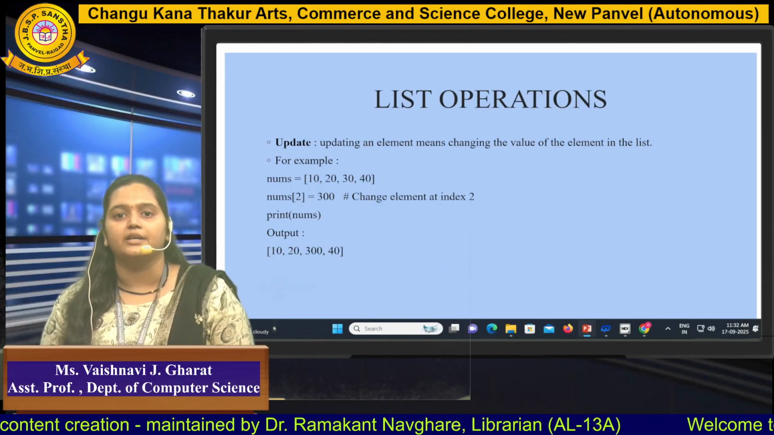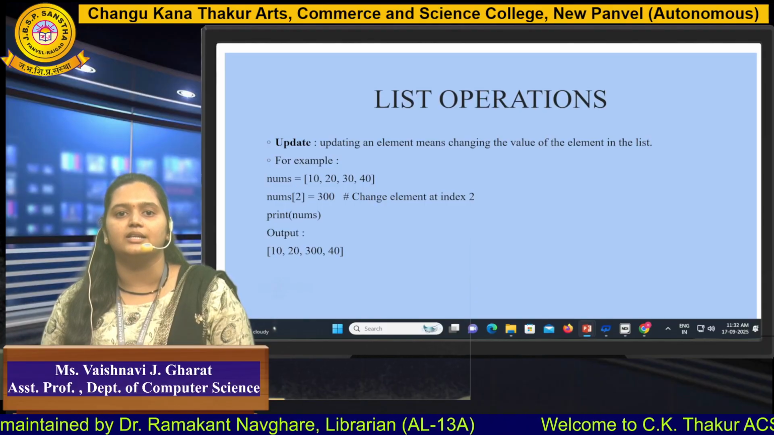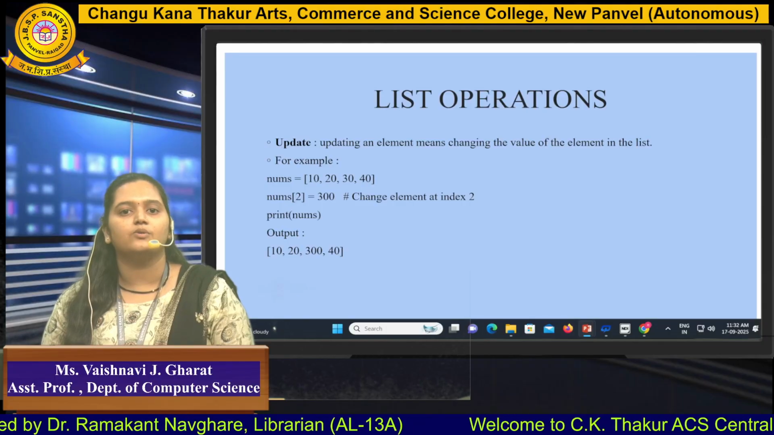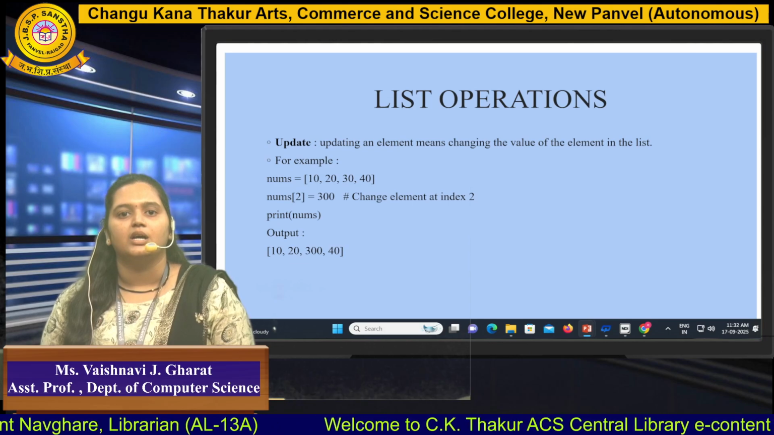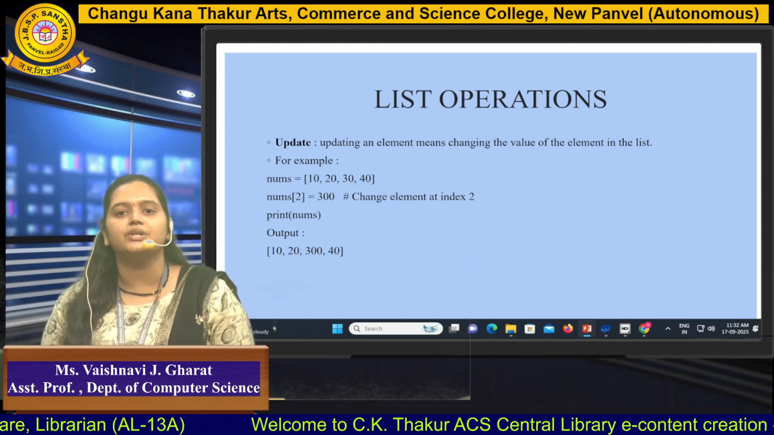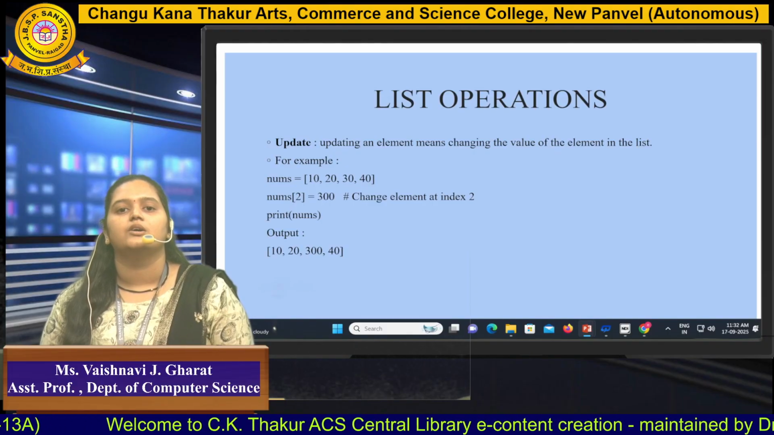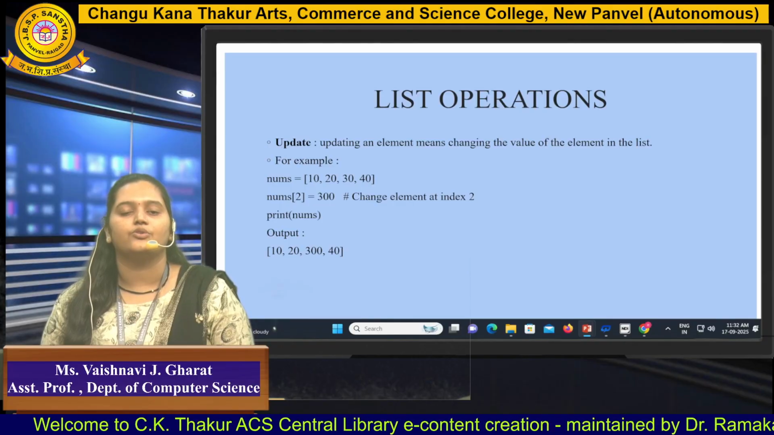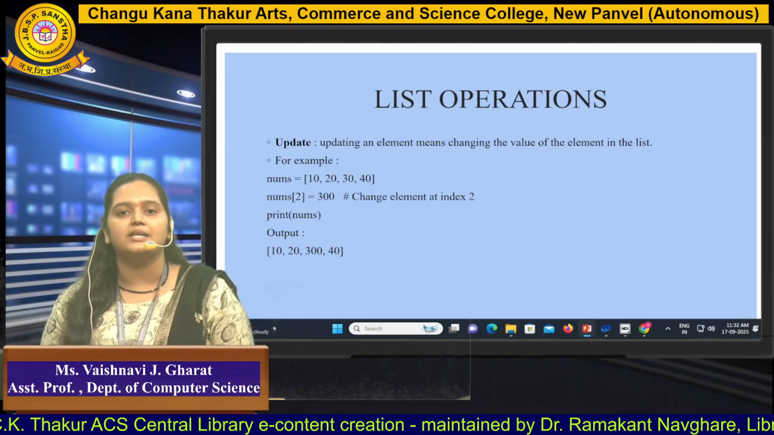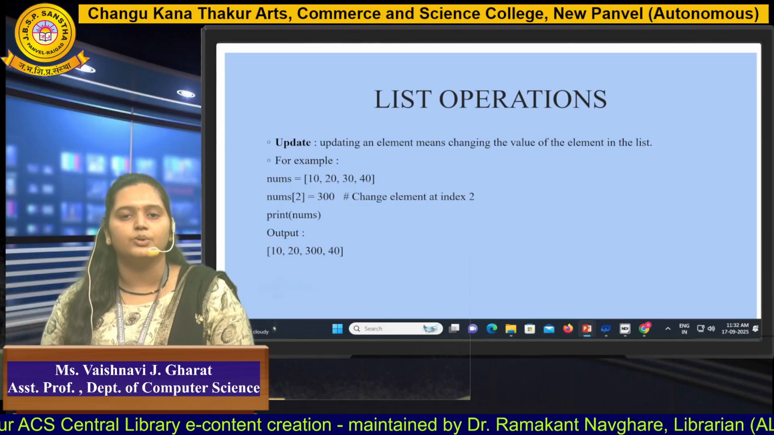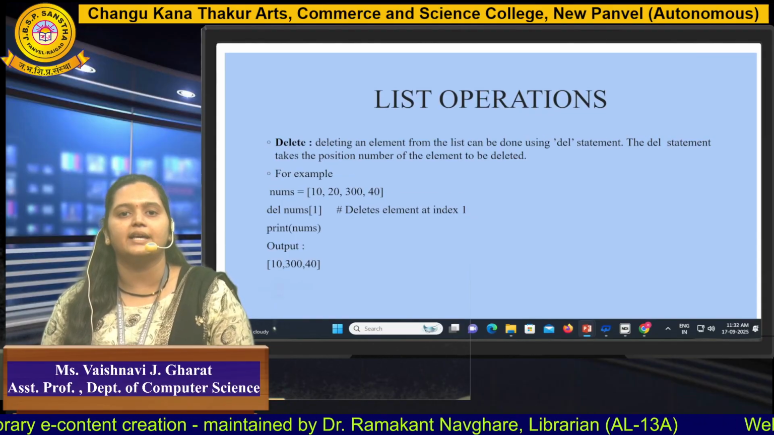Next, updating. Updating an element means changing the value of the element in the list. For example, num equals the list 10, 20, 30 and 40. num[2] equals 300, changing the element at index 2. Print num. So we are updating our elements. What is our output? 10, 20, and we are updating, meaning replacing 30 with 300. So 10, 20, 300, 40.